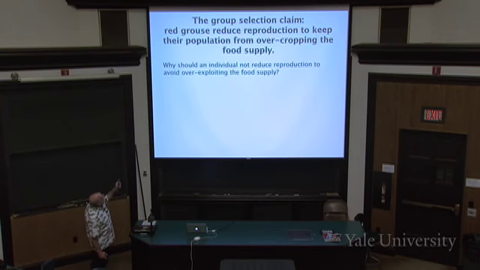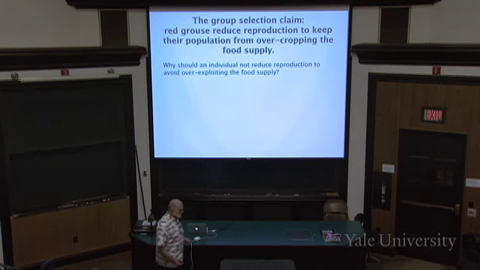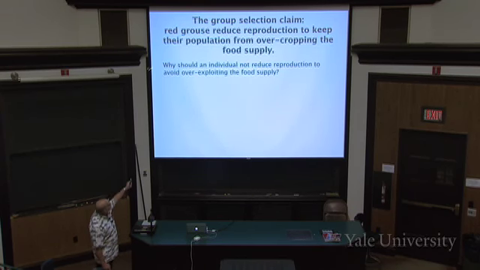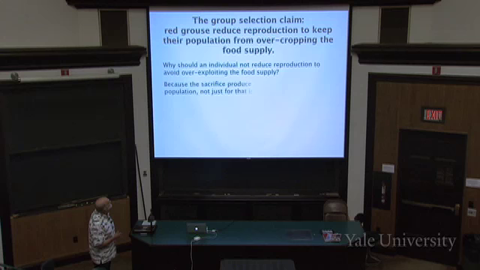And the group selection claim was that they would curtail their reproduction to keep their population from overcropping the food supply and thereby preserve the population as a whole. And so the issue was, why shouldn't an individual reduce reproduction? Why should one not reduce reproduction and thus avoid over-exploiting the food supply?